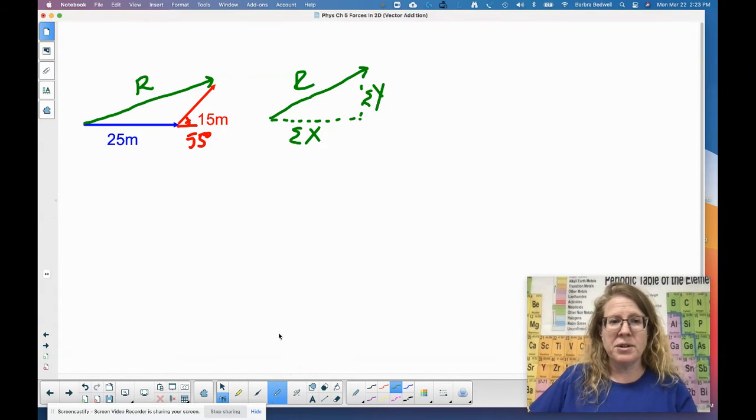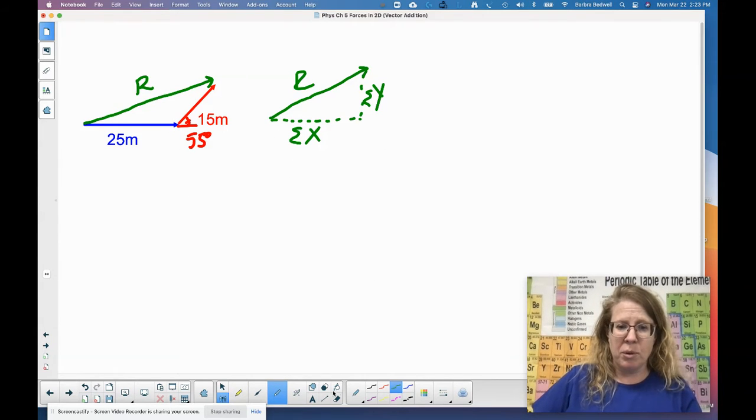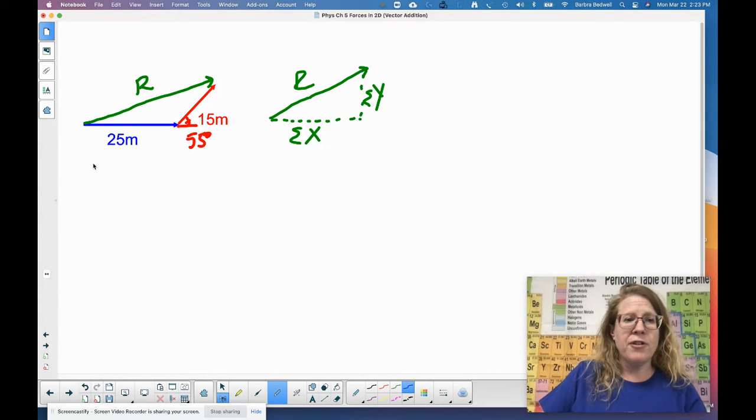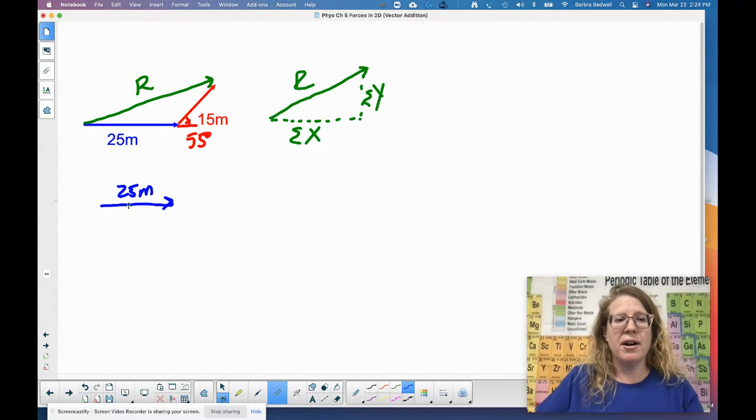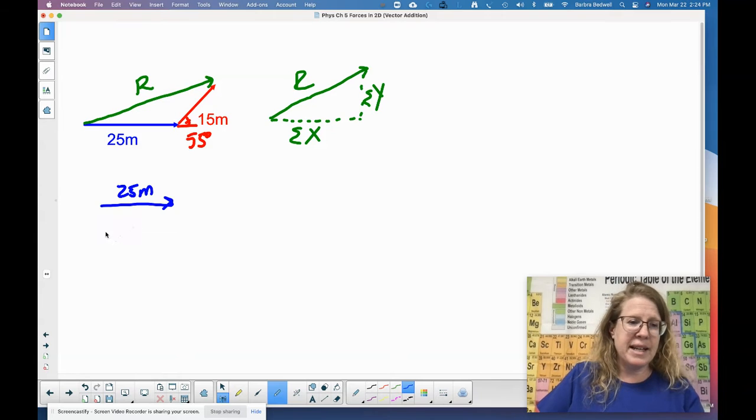So we're going to do this one vector at a time. We'll do the blue vector, then we'll do the red vector, and then we'll try to figure out what our components are and how they add together. So I'm going to switch to blue here. So for our blue vector, which is vector number one, it's 25 meters. What's the x and y component of our first vector here? Well, it's actually kind of easy.